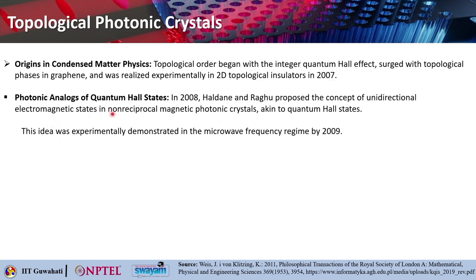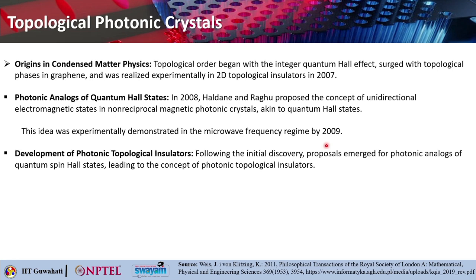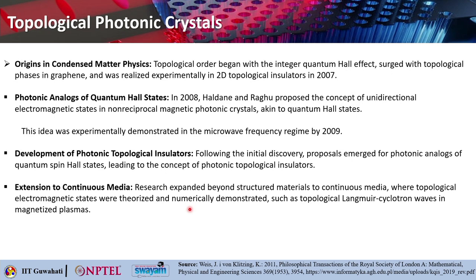So photonic analogs of quantum Hall states, you can think of what people have done. In 2008, Haldane and Raghu proposed the concept of unidirectional electromagnetic states in non-reciprocal magnetic photonic crystals, which are similar to quantum Hall states. This idea was experimentally demonstrated in the microwave frequency range in 2009. What followed was the development of photonic topological insulators. Proposals emerged for photonic analogs of the quantum spin Hall states, and that led to the concept of photonic topological insulators. Research expanded beyond structured materials to continuous media where topological electromagnetic states are theorized and numerically demonstrated, such as topological Langmuir cyclotron waves in magnetized plasmas.